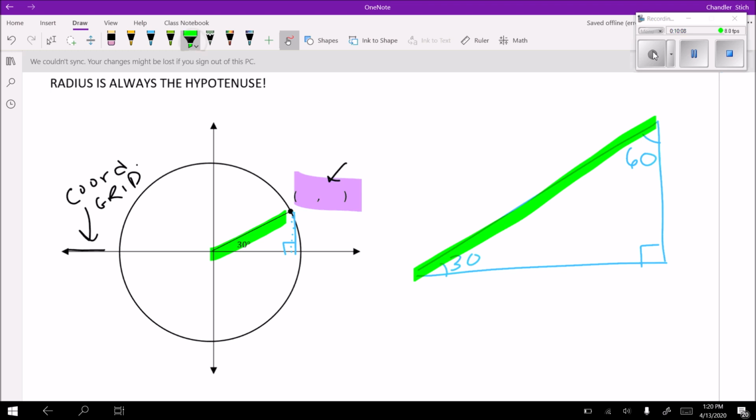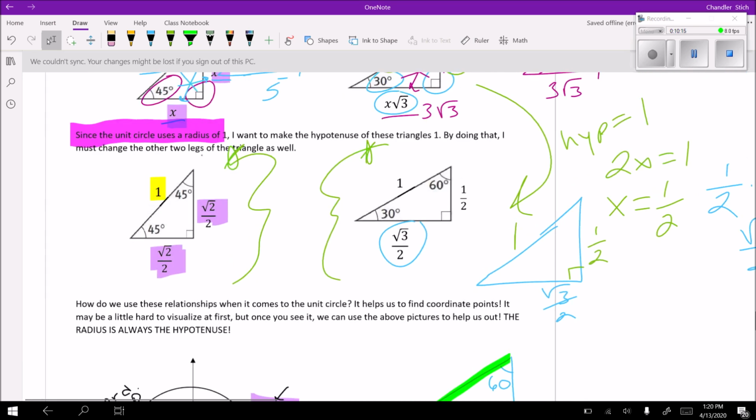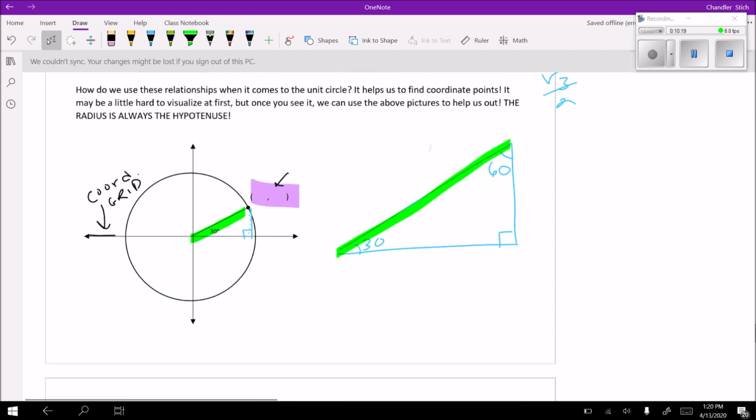What does the hypotenuse always have to be? Well, because I know that my hypotenuse is going to be 1, I know that this is 1. The measure from there to there is 1. My radius of my circle is 1. From the center of my circle to a point on the circle is 1.